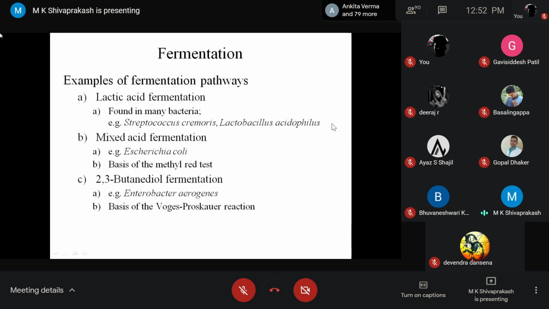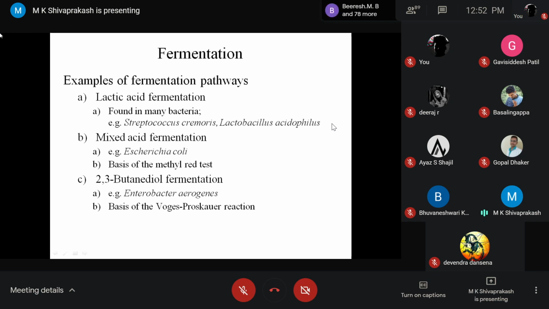The next thing, some examples of fermentation pathways. The lactic fermentation is found in many bacteria like Lactobacillus, Streptococcus, Pediococcus, Leuconostoc, Bifidobacterium. All these organisms follow fermentation. But Pediococcus, Leuconostoc, and Bifidobacterium are heterofermentative lactic acid bacteria. They produce only traces of lactic acid. But the genus Lactobacillus, there are many species here.